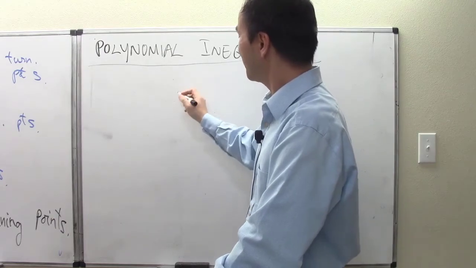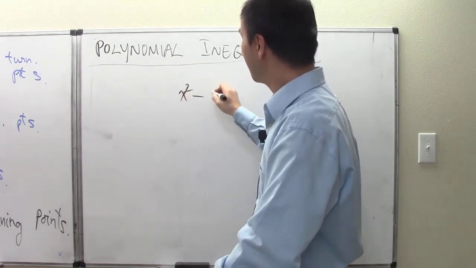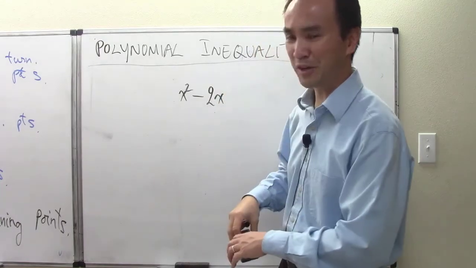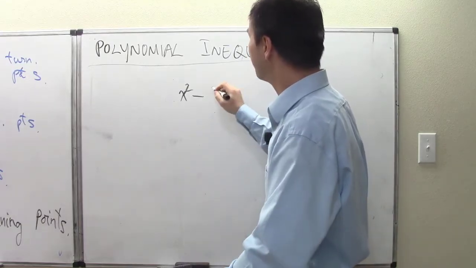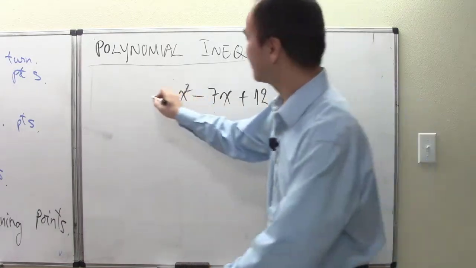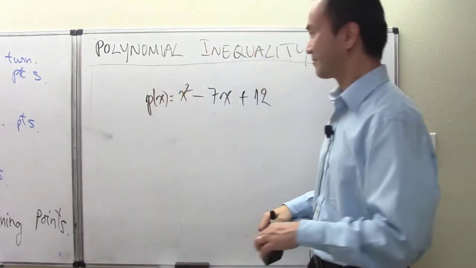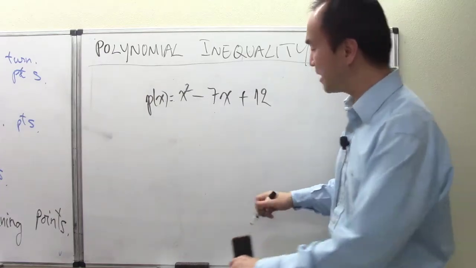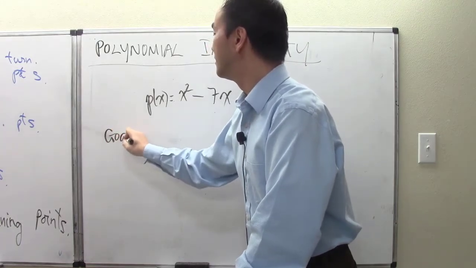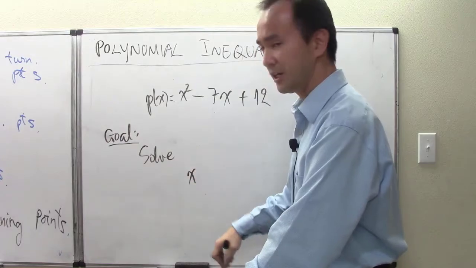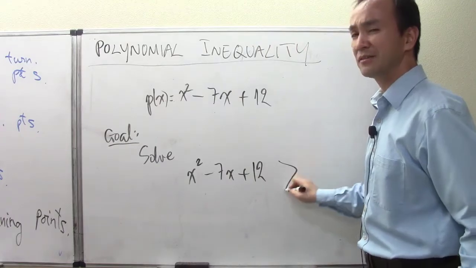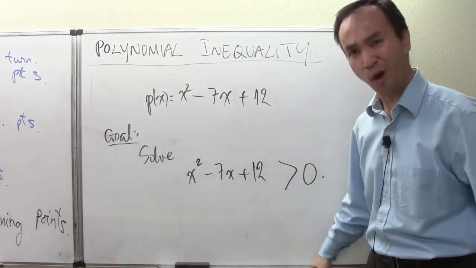Just like you have an x squared minus 2x plus 1, for example. I made my polynomial a little too special. How about x squared minus 7x plus 12 right here. It's a polynomial. And then a polynomial inequality means we want to solve the following. Our goal here is to solve the following inequality: x squared minus 7x plus 12 greater than or equal to 0, for example. That's one quick little example.